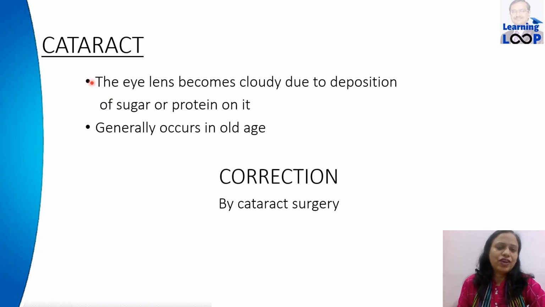Another very common defect of vision is cataract. Now this again happens in old age. This is not due to reducing flexibility or something. It is because with age, the lens of our eye becomes hazy. It becomes clouded due to deposition of certain sugars or proteins on it. And because of that, obviously, if an opaque layer comes in front of the lens, how will you see?